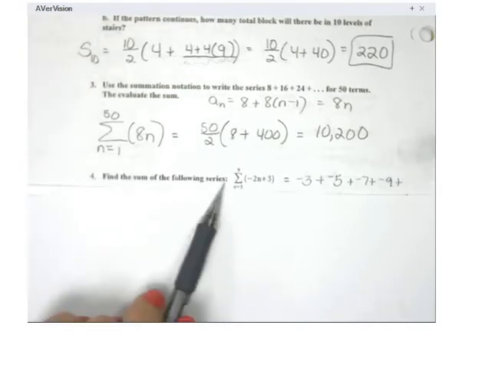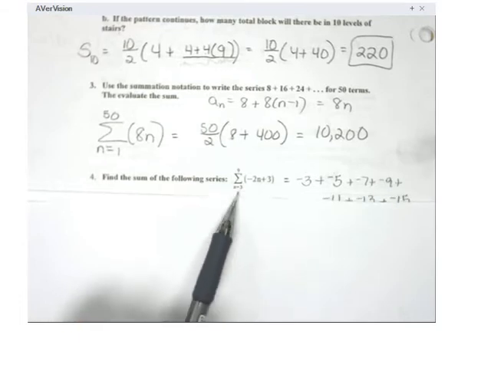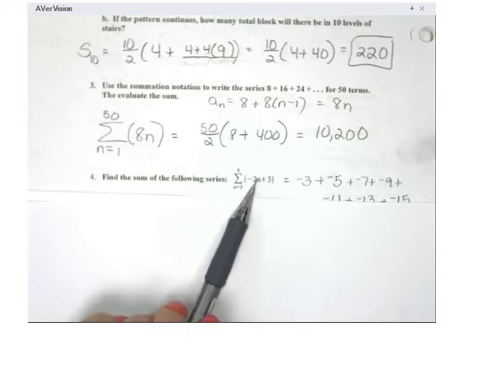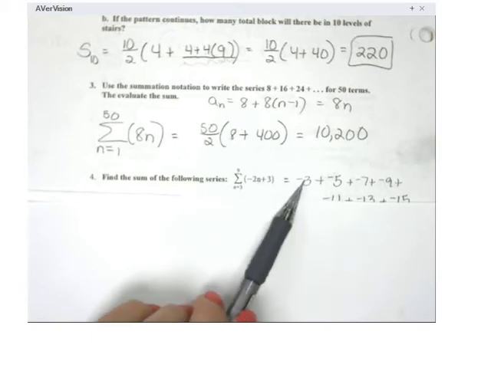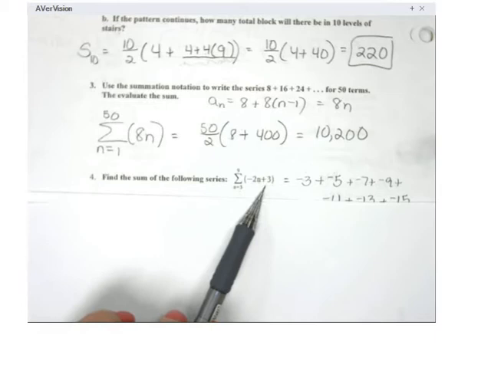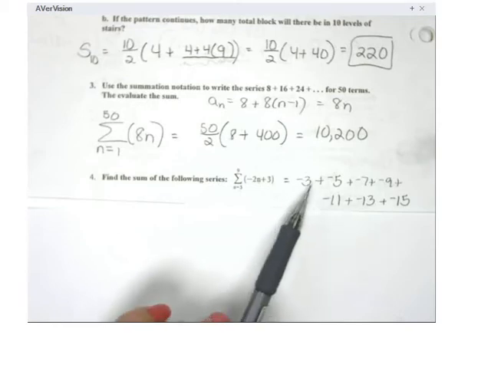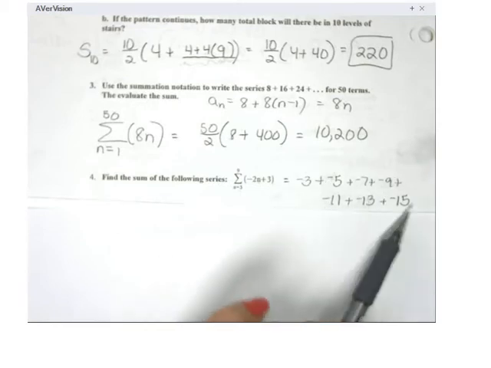Find the sum of the following series. Now here's the little catch here. Notice here I don't have this starting at 1. I have it starting with 3, so it doesn't have to start with 1. When I plug 3 in here, I get negative 6 plus 3, I get negative 3. My next number to plug in would be 4. The next number is 5, 6, 7, 8, 9. And notice there are only 1, 2, 3, 4, 5, 6, 7 terms.